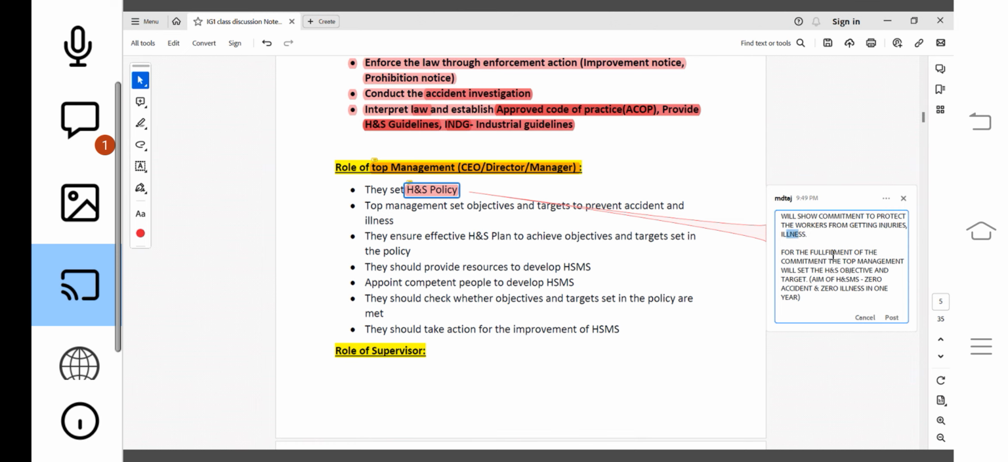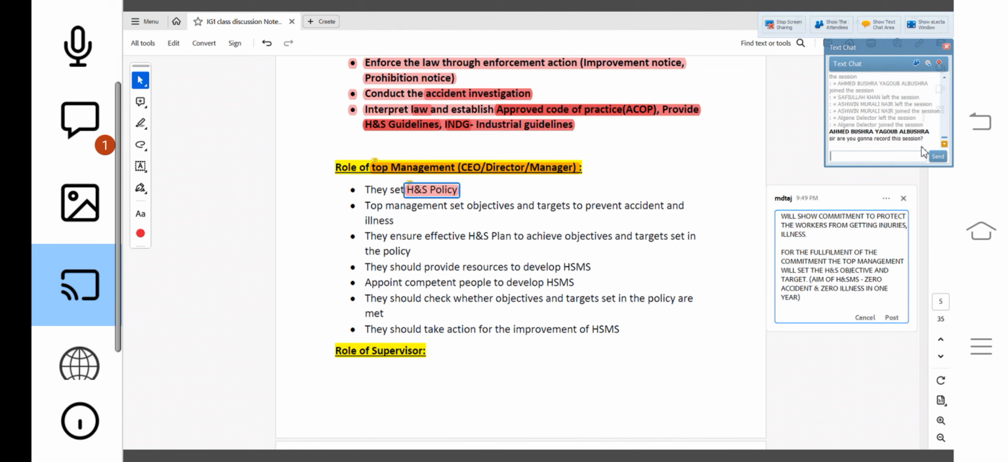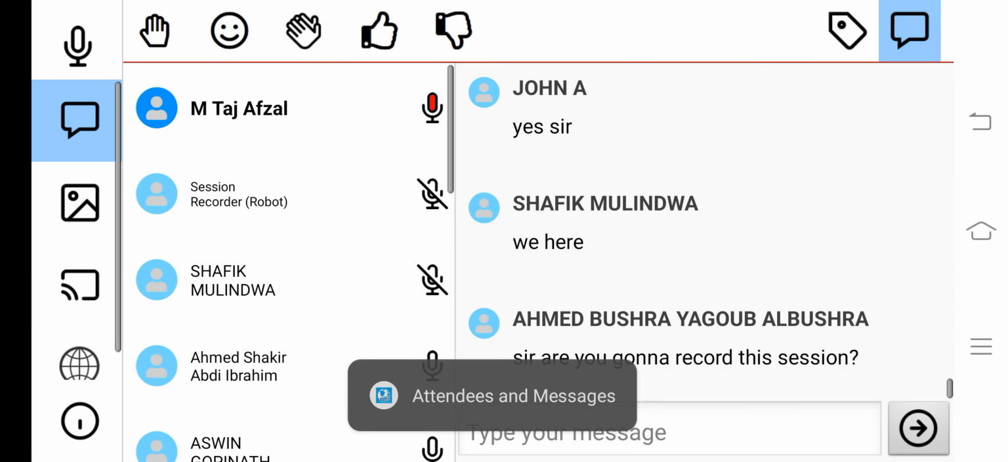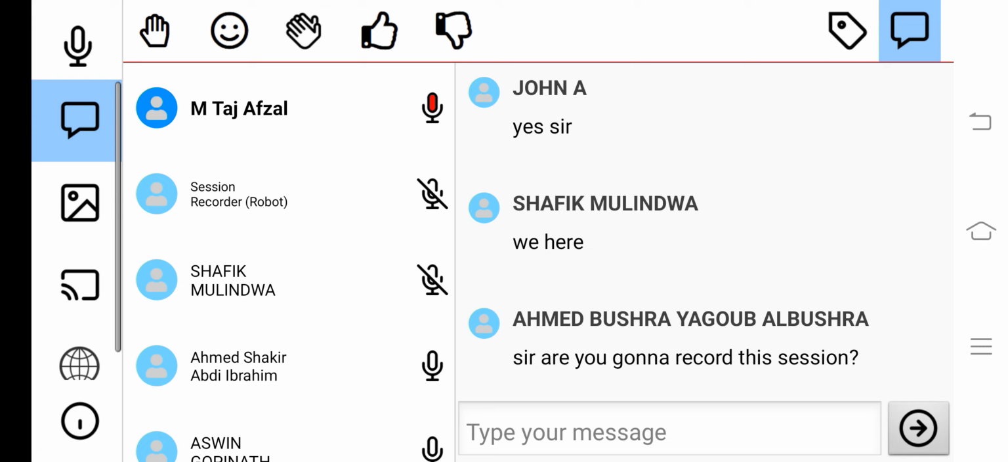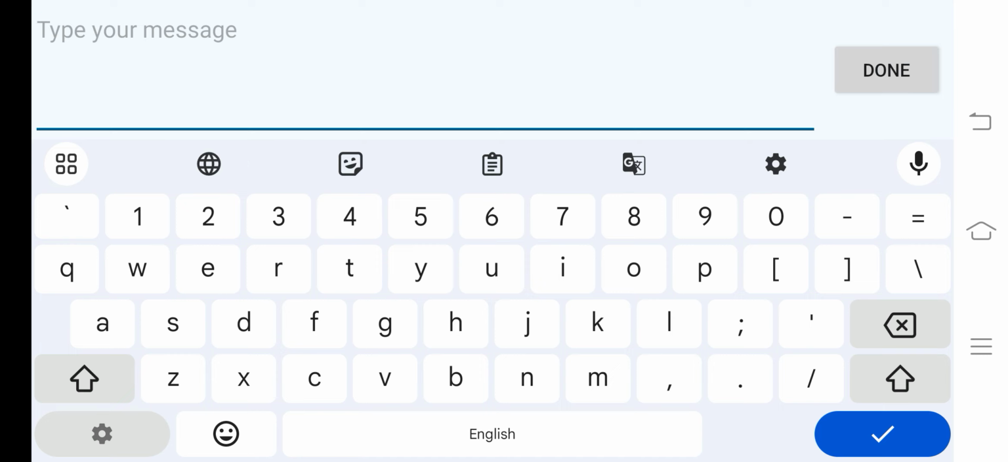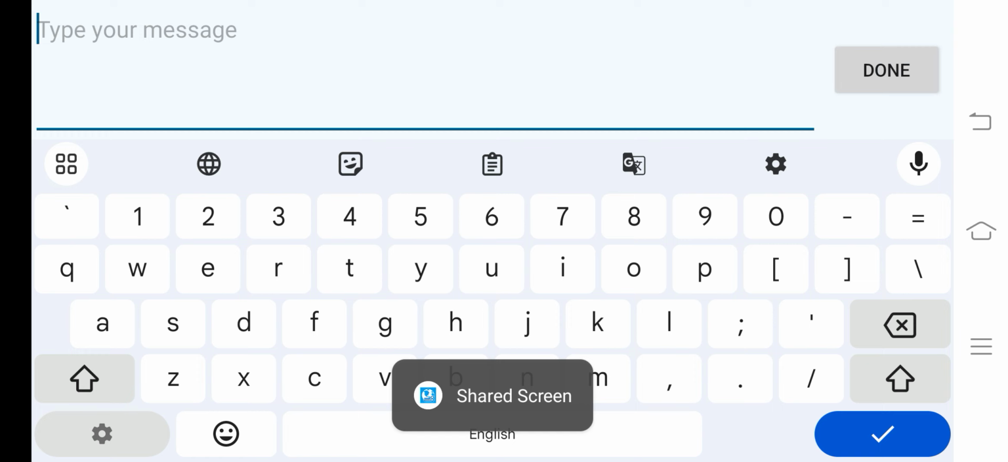Now tell me, is this understood or not? One person please write in the chat box. So you are going to record this session. I know this is being recorded already. Let me check. Yeah, this is already being recorded. And as you can see in the participants, there is a recorder, that robot is recording. You see, session recorder, robot. Understood, Amor? So the first point, have you understood? Tell me.